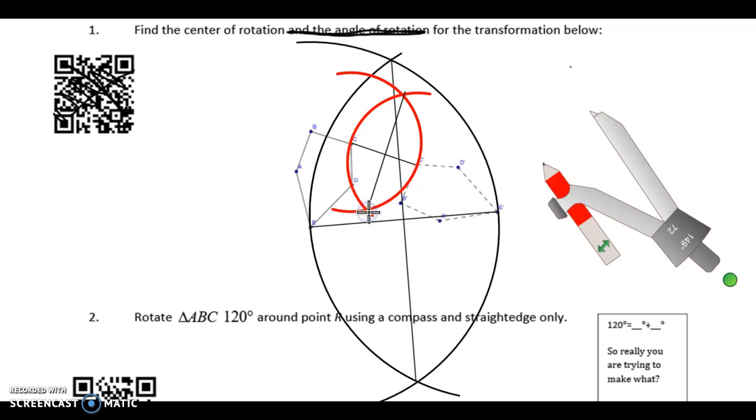All right, so we needed to do two perpendicular bisectors because really what we're looking for is the point of intersection of the two perpendicular bisectors. So I have a straight line here, and I have a straight line here, and they intersect right there. That is my center of rotation. So that's the point that you're looking for, the center of rotation.